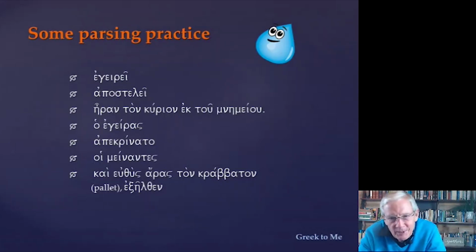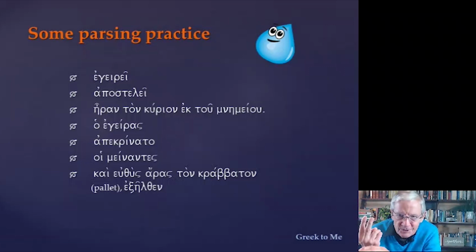All right, let's compare our findings here. Egere, this is a future, active, indicative, third person singular. He, she, or it will raise up. Apostelle, from apostello, had two lambdas in it, liquid verb, future, active, indicative, third person singular. He will send or she will send.